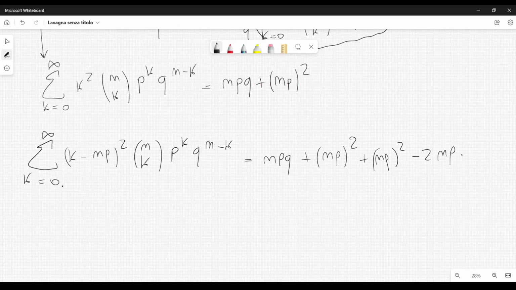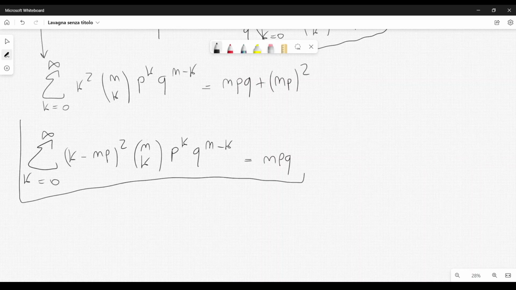And finally, you have minus 2np times the summation over k, in that case, times the binomial distribution n choose k, p to the k, q to the n minus k. But that one gives you n times p. So you will get some terms that cancel, and you are left with npq. So I can cancel these terms here, and the result for the variance is this one.